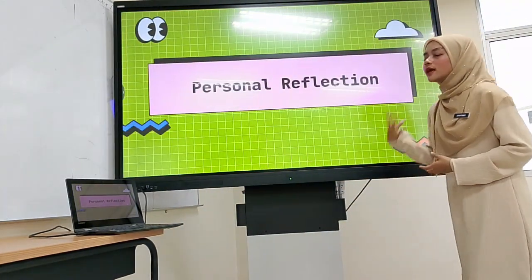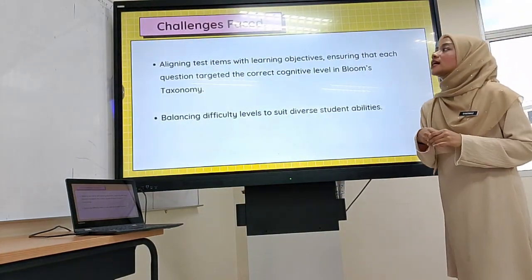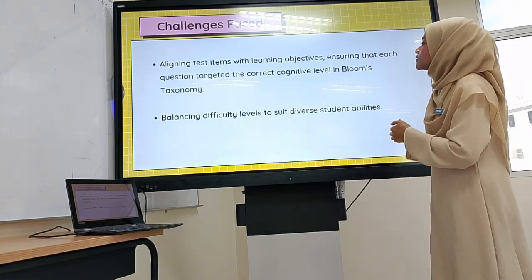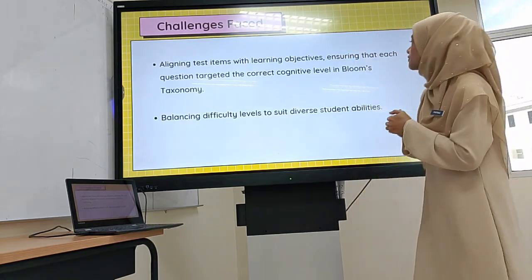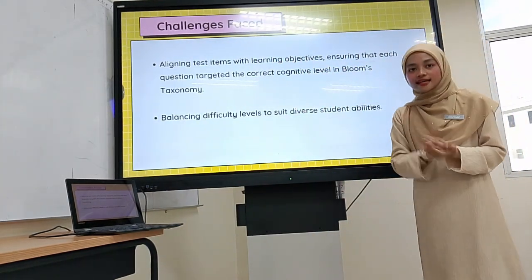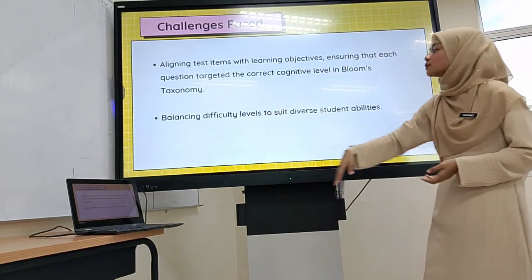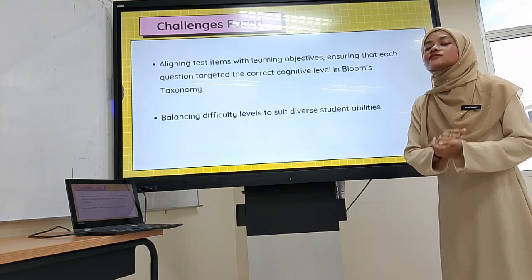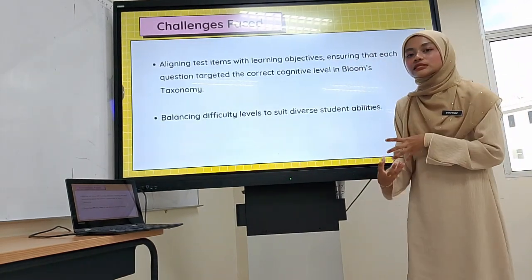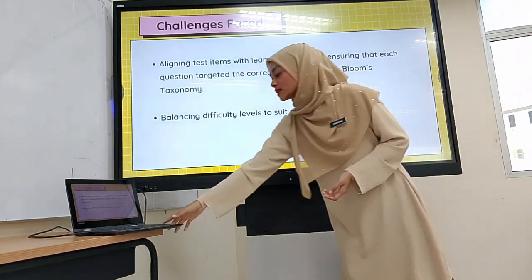Okay, so my personal reflection for this project. First of all, aligning test items with the learning objectives, to ensure that each question targeted the correct cognitive level in Bloom taxonomy. This is one of the challenges faced by our group. The second challenge is balancing difficulty level for diverse student ability. As we know, students have different abilities. We have to make sure that the difficulty level of our test caters to different students.